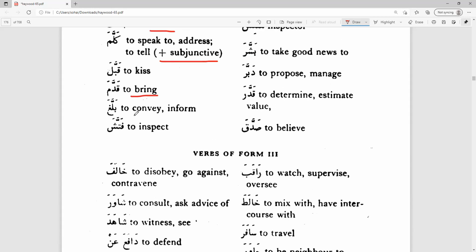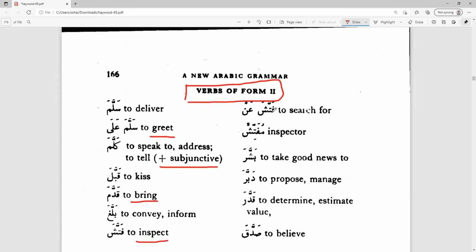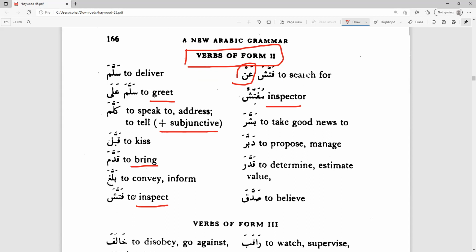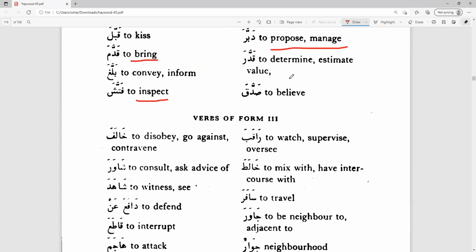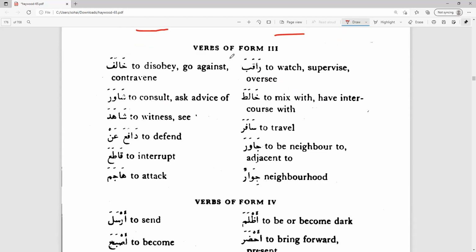Balagha means to convey or inform. Fattasha means to inspect. If you add the preposition an with it, fattasha an, it becomes search for. Mufattishun means inspector, the one who inspects. Bashara means to take good news to. Dabbara means to propose, manage. Qaddara means to determine or estimate value. Sadaqa means to believe.